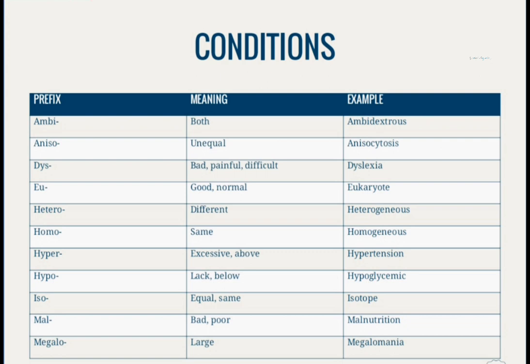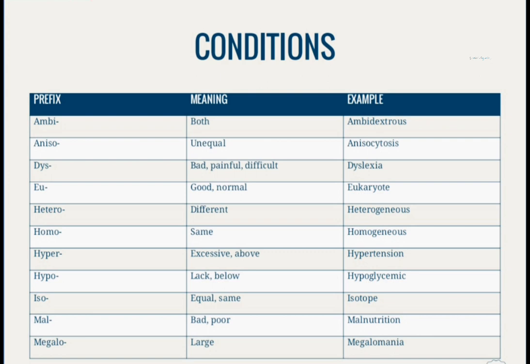Now that we've taken a look at the terms that describe the major regions of the body, let's turn to some conditions that may affect those body parts in this medical terminology list. Prefix, meaning, example: ambi: both, ambidextrous. Aniso: unequal, anisocytosis. Dys: bad, painful, difficult, dyslexia. Eu: good, normal, eukaryote. Hetero: different, heterogeneous. Homo: same, homogeneous. Hyper: excessive, above, hypertension. Hypo: below, hypoglycemic. Iso: equal, same, isotope. Mal: bad, poor, malnutrition.